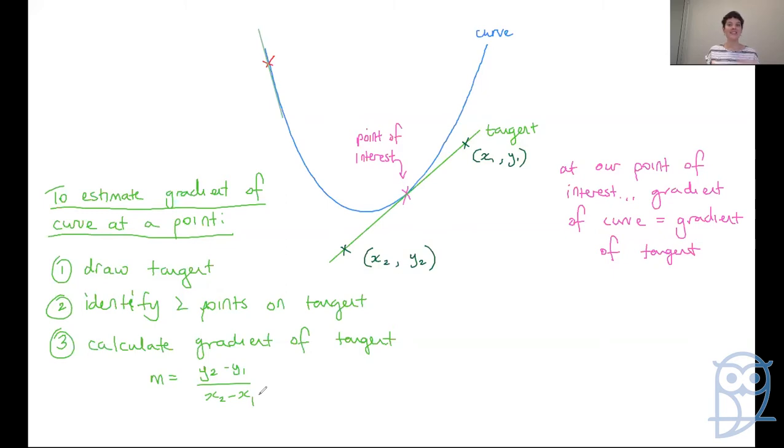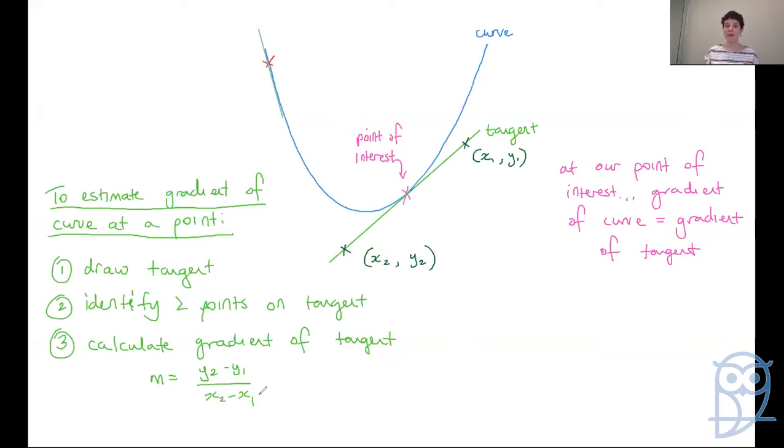The highlight of that is, for a curve, our gradient is always changing. We calculate the gradient using differentiation, but we're not working with that today. Today we're working with estimating gradient at a particular point. So at a particular point, we're going to estimate our gradient by using a tangent. So we go to our point, we draw our tangent, we find 2 points on our tangent, and then we use those to calculate the gradient.